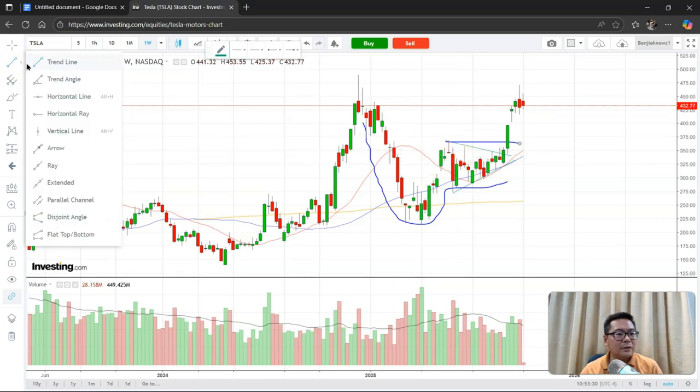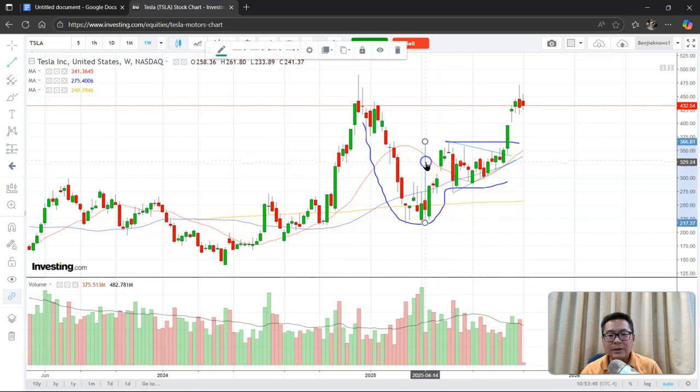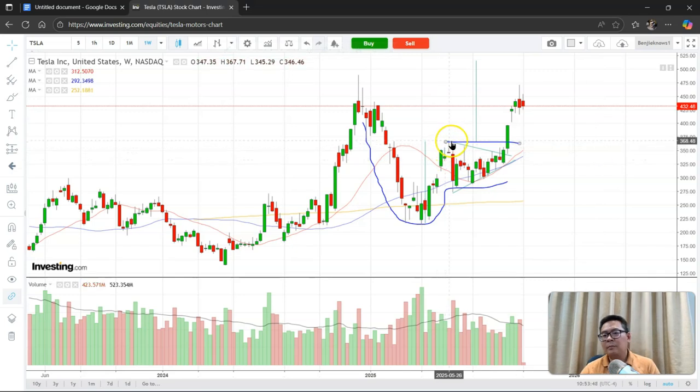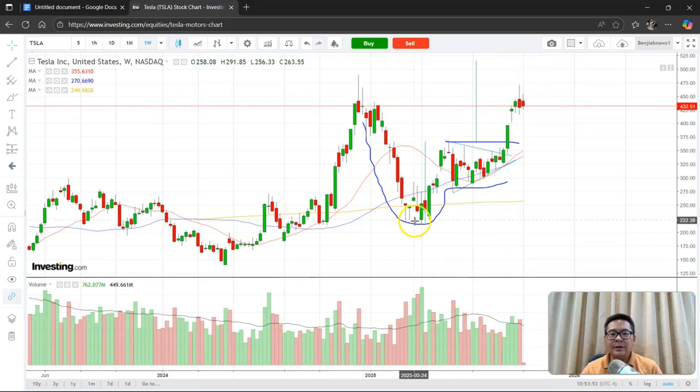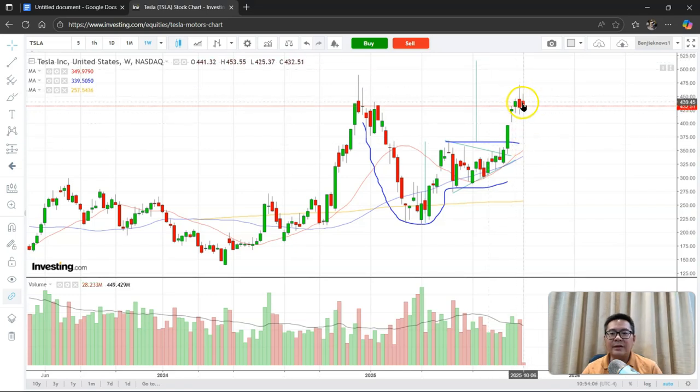So the target would be the height of this pattern. I don't know whether you can see it clearly. Then we clone it, and the height from the breakout will be the target. Actually, from here to here, it is very near the target. Although the high was 469, the target is 512. We are very near, and it's just stagnating here.